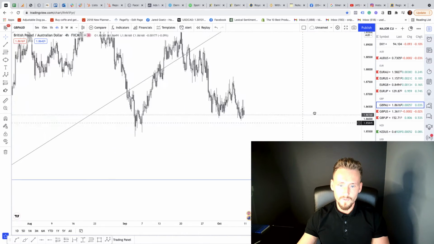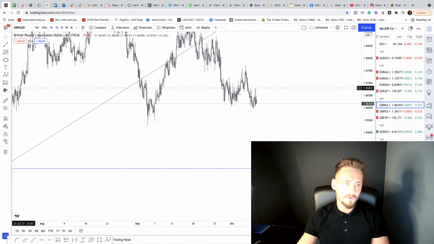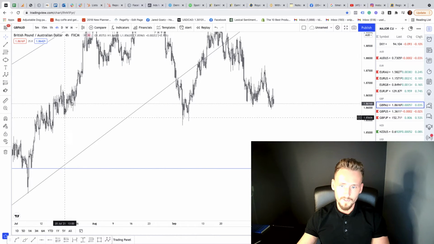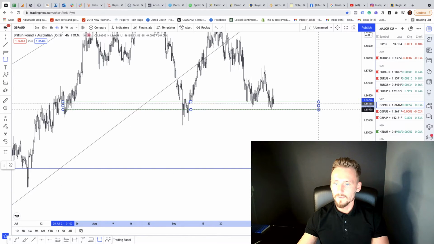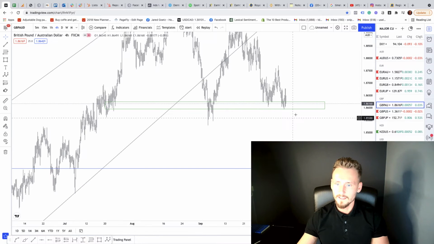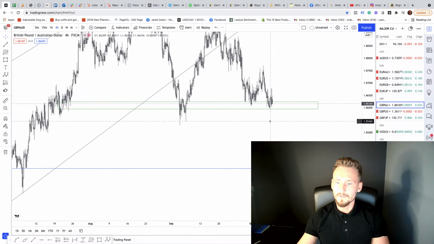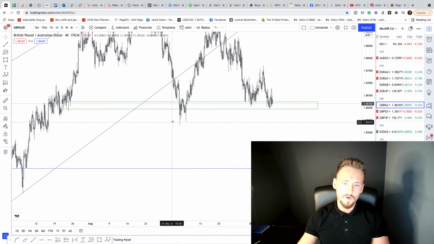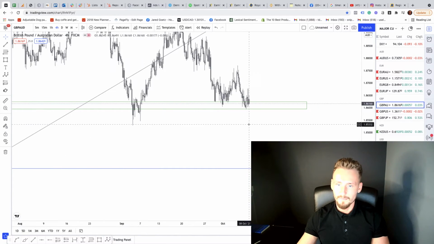GBPAUD, now we are really sitting around this support here, struggling to break through, but nonetheless, we're not really moving away from it. And when things tend to stick like that, there's a good probability that we're going to go to the downside. But because we've only got a little bit to go before we hit these lows where we could then maybe find support, I'm actually not even going to be bothering keeping this on the watch list.